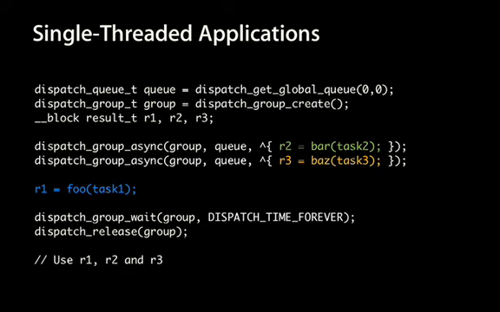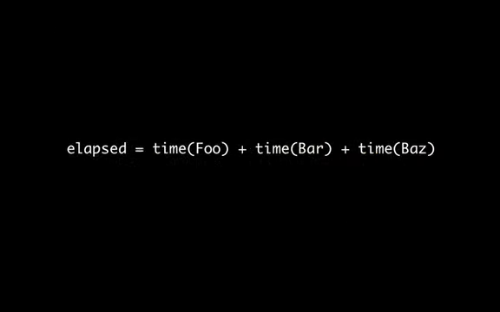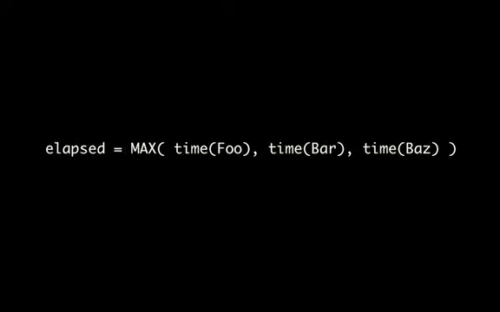But here we've executed bar and baz asynchronously. We use the current thread to execute foo, and then we do a group wait to wait for the results, and then we release the group because we're done with it at this point, and we're free to use the 3 parts of our computation. And so what we've done is we've taken the elapsed time for this operation, and instead of being the sum of the 3 parts, it's now just the length of the longest of the 3 parts, which can be a pretty dramatic boost, especially if you have a lot of operations that you're doing.